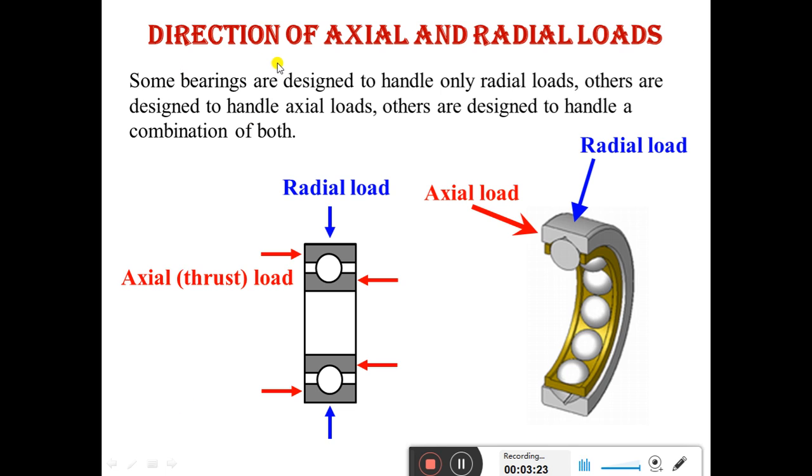And this is the direction of axial load and radial load. Radial load is always perpendicular to the axis of the bearing, and axial load is always parallel to the axis of the bearing. Here you can see a thrust load or axial load, and this is a radial load. So this is about types of bearing.